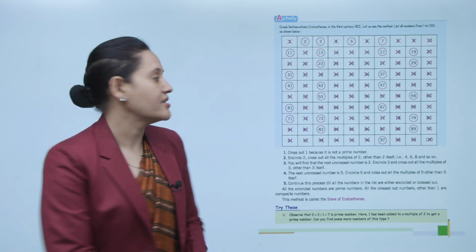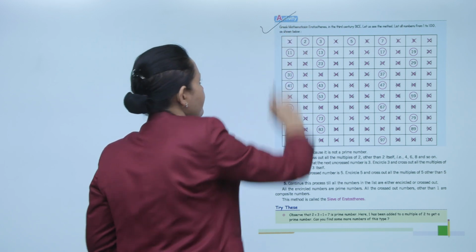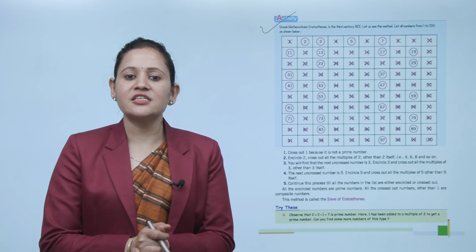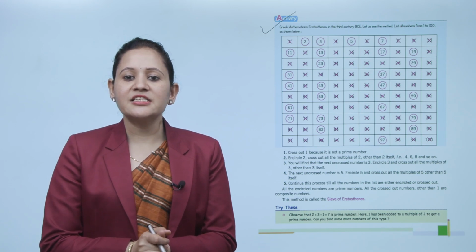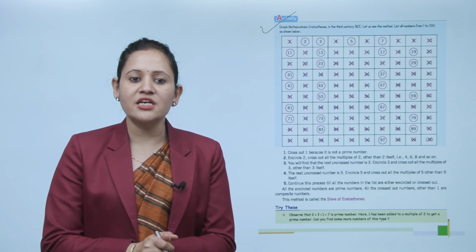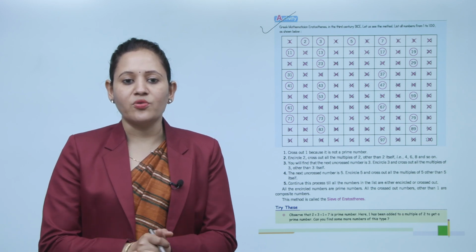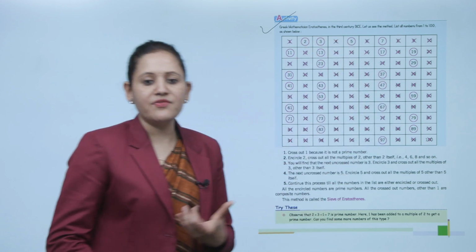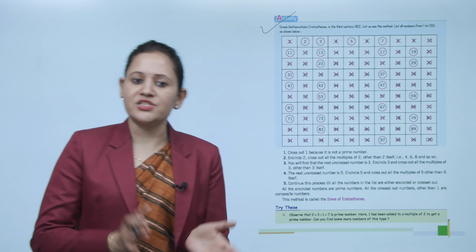Next is the activity. Greek mathematician Eratosthenes in the 3rd century BCE. Let us see the method. List the numbers from 1 to 100 as shown below. Here numbers 1 to 100 are given. We will find out which are prime and which are composite.